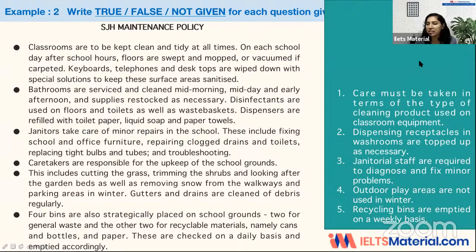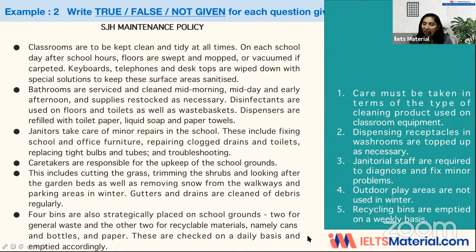Care must be taken in terms of the type of cleaning product used on classroom equipment. Concentrate on classroom equipment, which is very important. Can you recall what equipment you had in your classroom? Then the second one: dispensing receptacles in washrooms are topped up as necessary. What is the meaning of topped up? Like taking in the required items, whatever is required. And then the third one: janitorial staff are required to diagnose and fix minor problems. Talking about a particular staff, and they will be taking care of minor things in the school.